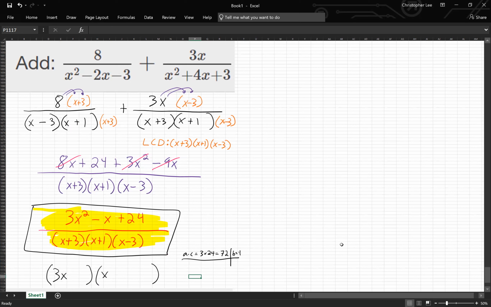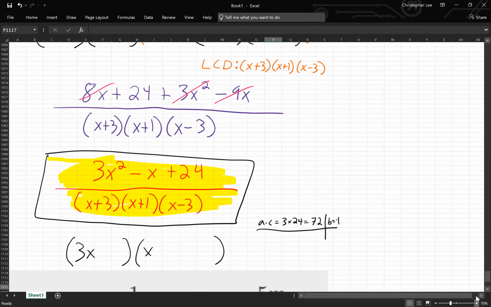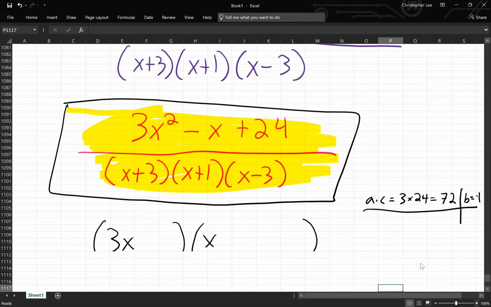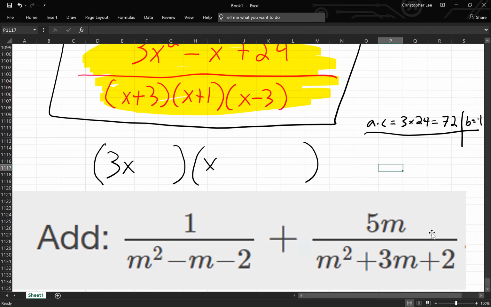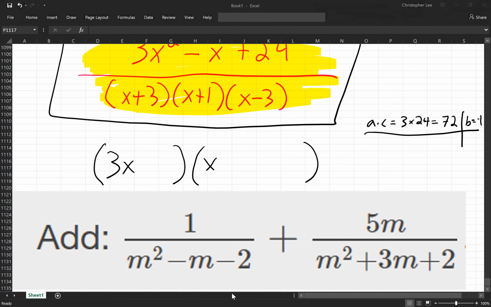Let's hit one of these. You guys try. So the first thing that we want to do is factor those, and then find the LCD. What you do to the bottom, do to the top, combine like terms, boom, that's it.